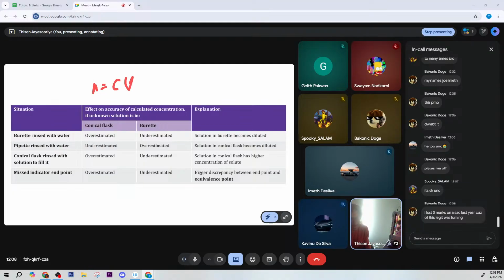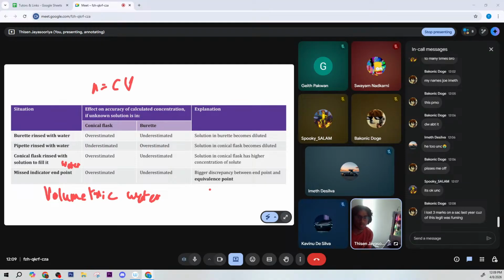Just remember the table. So the big thing is you rinse the burette with whatever you're putting in the burette. You rinse the pipette with whatever you're putting in the pipette. And here are the effects that it has for the unknown concentration, and this is the reason why. For the conical flask, you rinse the conical flask with water. And the volumetric flask, we generally use a volumetric flask as well, you also have to rinse that with water. And then if you miss the indicator, you overestimate or underestimate, a big discrepancy between the endpoint and the equivalence point.